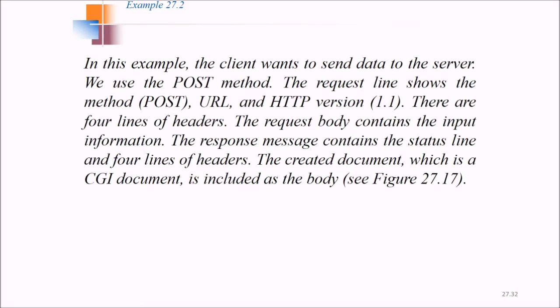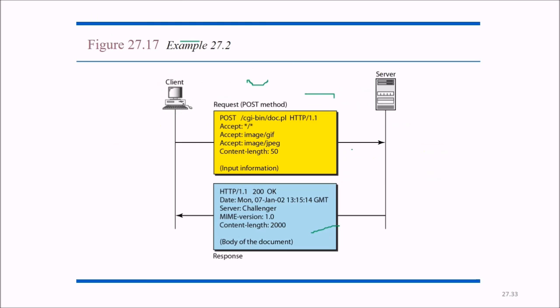Now let us read the example first. The client wants to send data to the server, and now we use the post method. The request line shows the method which is post, and then the URL and the HTTP version. So there are 4 lines of headers. The request body contains the input information. The response message contains the status line and 4 lines of headers. The created document, which is the CGI document, is included in the body.